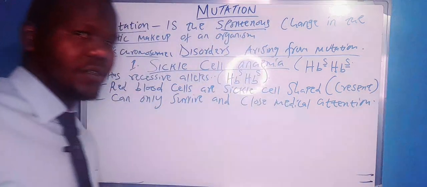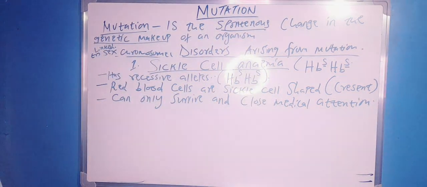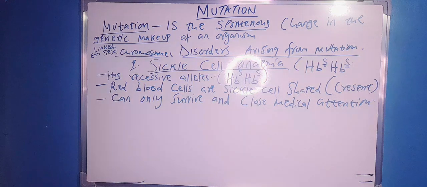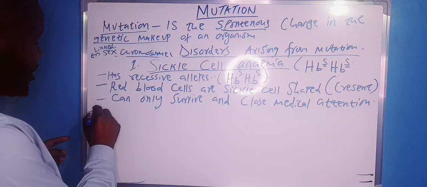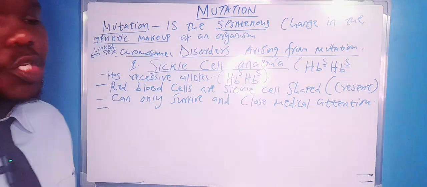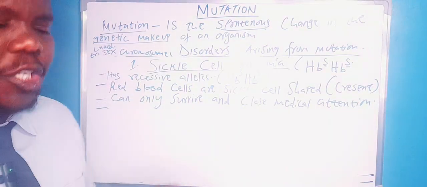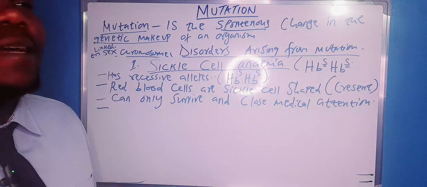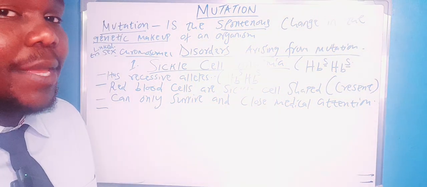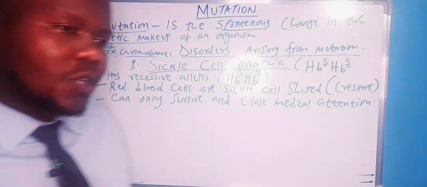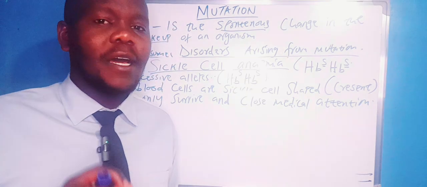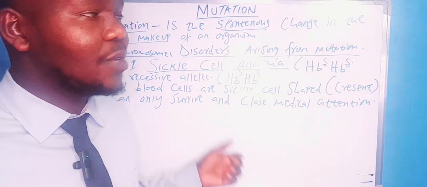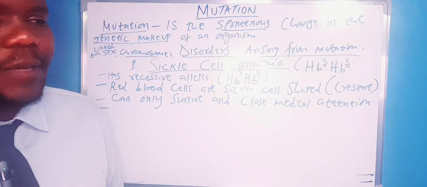What's the main reason? We are saying the red blood cells are sickle cell shaped, and being all sickle cell shaped, it means they cannot squeeze through the narrow lumen of the blood capillaries. One adaptation of the normal red blood cells is the biconcave shape, so that they can squeeze through the narrow lumen of the blood capillaries. So this one cannot squeeze through the narrow lumen of the blood capillaries.